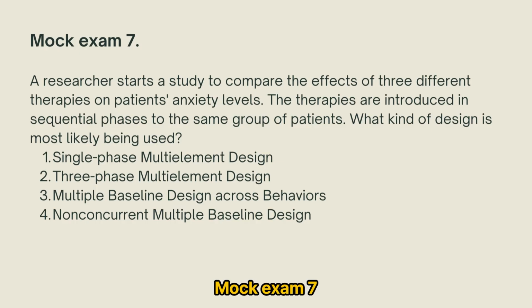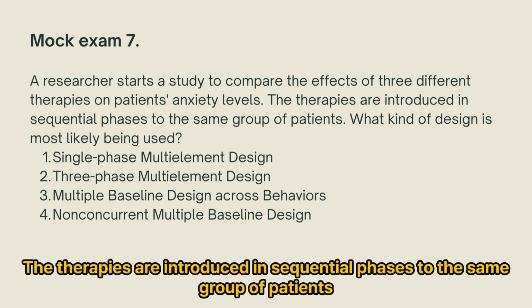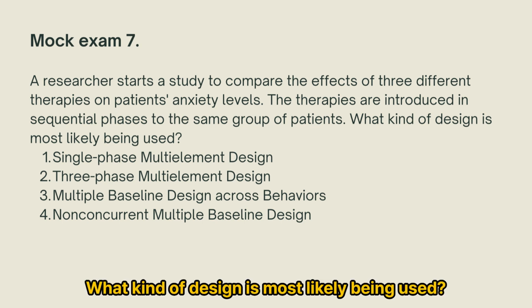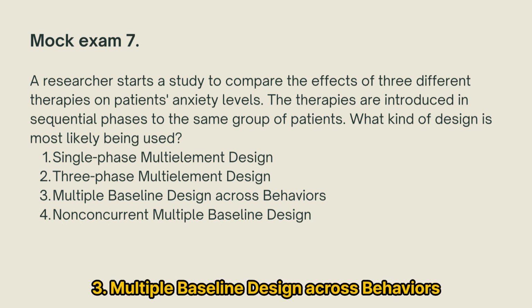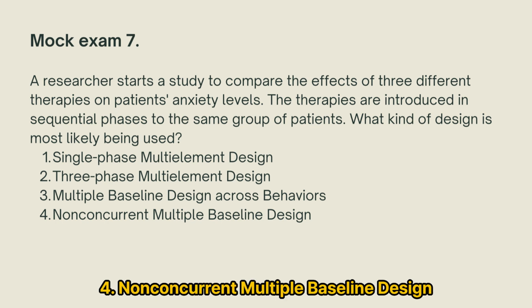Mock Exam 7. A researcher starts a study to compare the effects of 3 different therapies on patients' anxiety levels. The therapies are introduced in sequential phases to the same group of patients. What kind of design is most likely being used? 1. Single-phase multielement design. 2. Three-phase multielement design. 3. Multiple baseline design across behaviors. 4. Non-concurrent multiple baseline design.